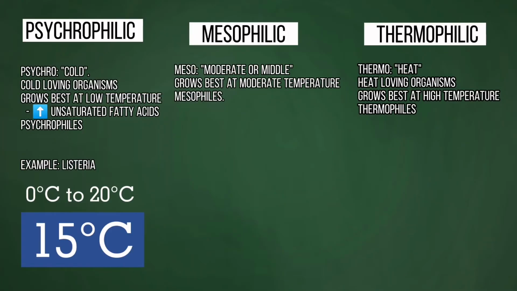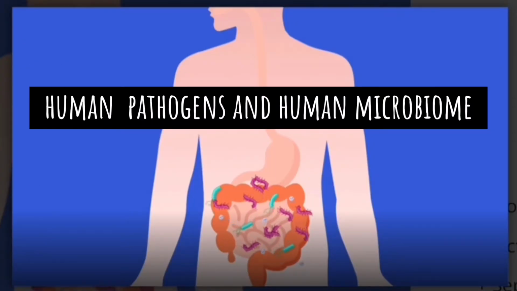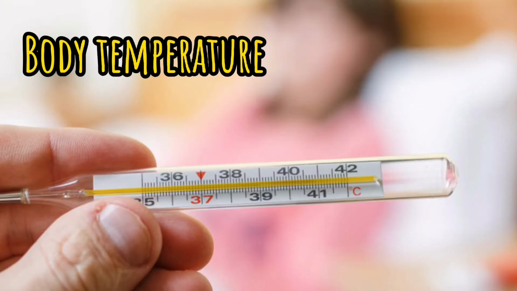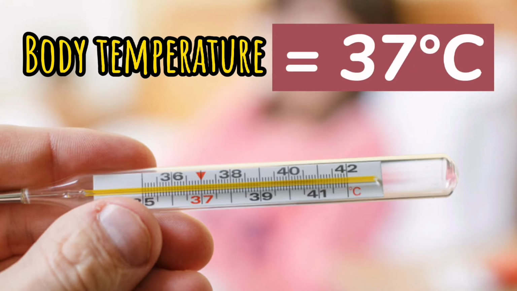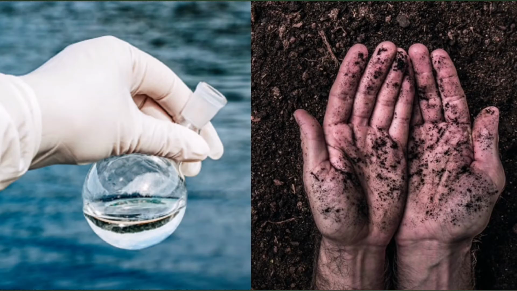Let's move on to the mesophilic organisms. These mesophilic organisms can grow from 20 to 45 degrees Celsius, with the optimum temperature of 37 degrees Celsius. Several human pathogens as well as the human microbiome are considered mesophiles. It is because the normal body temperature of humans is 37 degrees Celsius. It is also the reason why we use incubators to grow most of the pathogenic bacteria. They are also isolated in both soil and water environments.